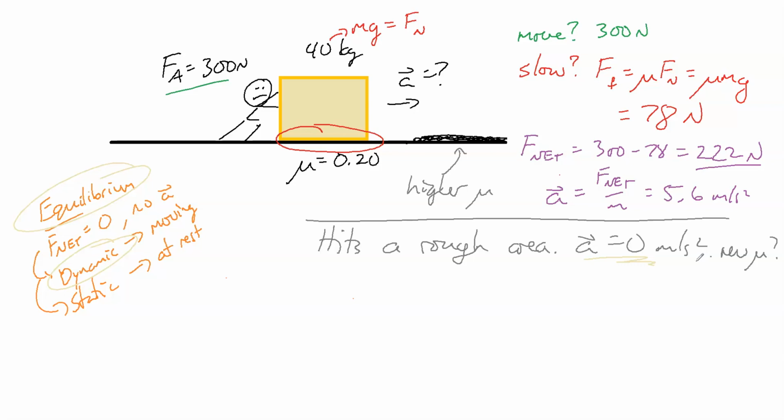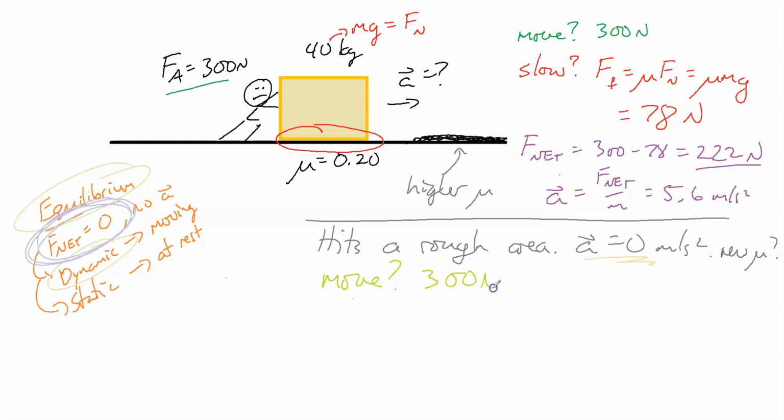So the big key part for equilibrium is that F net is equal to 0. So I know the net force on the box is 0. So if I try the same type of thing I was talking about before, how much is trying to move the box?